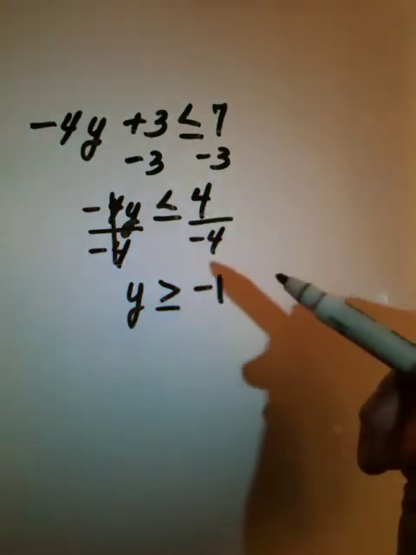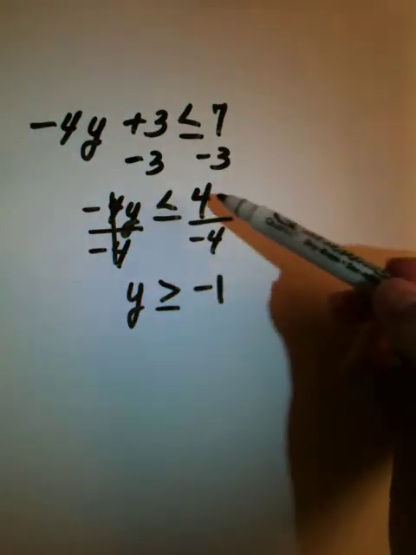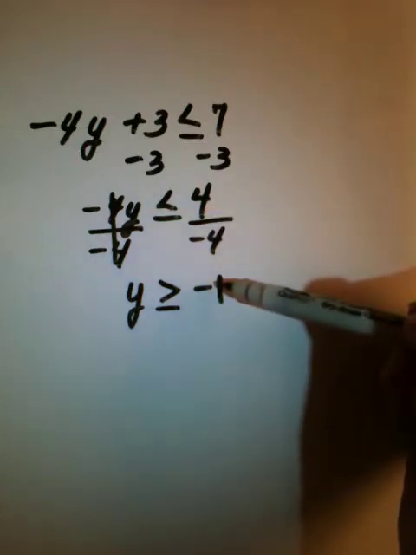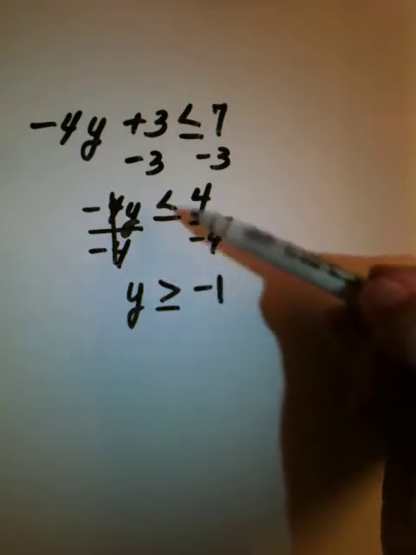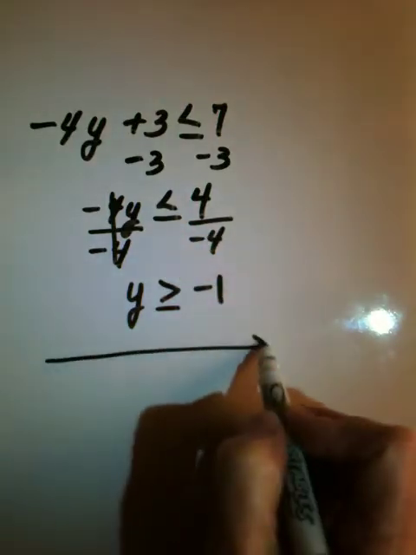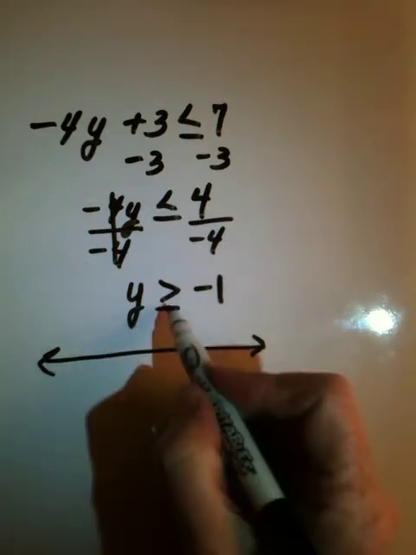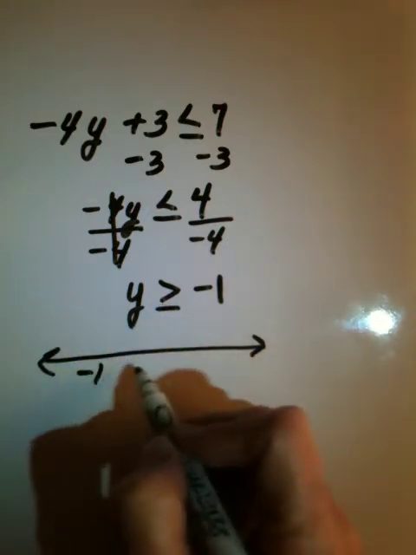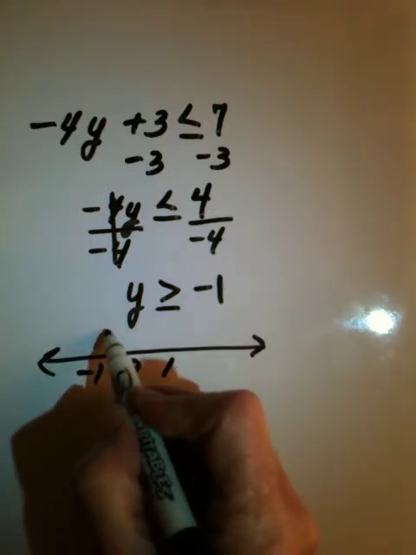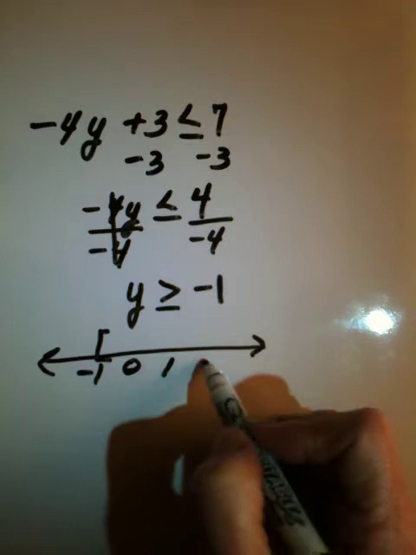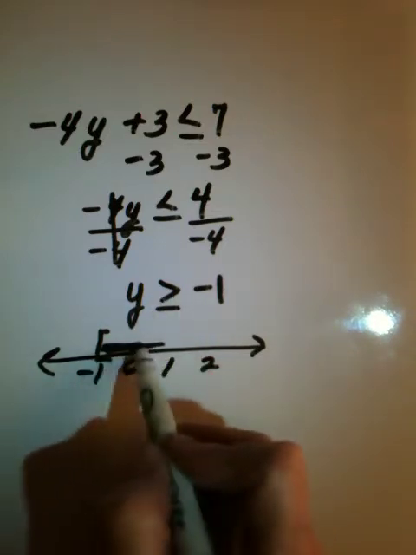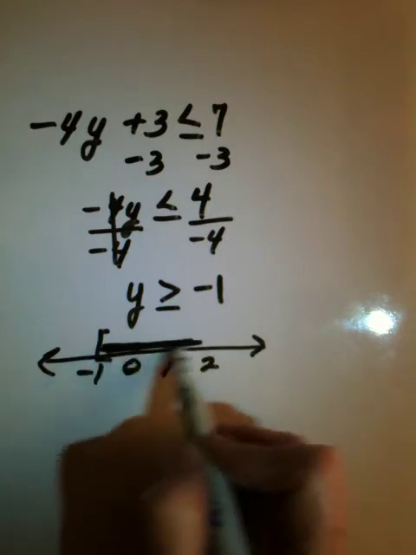Anytime you have to divide or multiply by a negative and you're changing a positive to a negative or vice versa, you have to invert or switch the inequality sign. Let's put this on the number line. Because it's greater than or equal to, we're going to need a bracket. So we're going to put a bracket over negative 1. Then we're going to shade the same way our arrow is pointing, again, to the right.